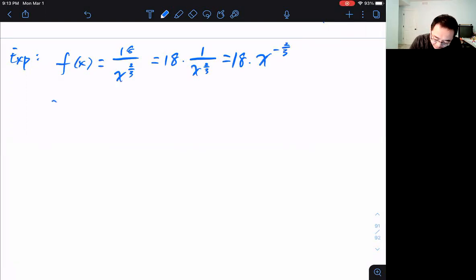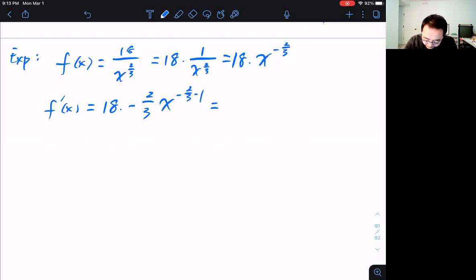So now we can do f of x equals 18 times negative 2/3 times x to the negative 2/3 minus 1, which gives you, okay, negative 2/3 times 18 is negative 12 times x to the negative 2/3 minus 1, which gives you negative 5/3. Or if you want to write it in a form similar to the original function, this is negative 12 over x raised to the 5/3.